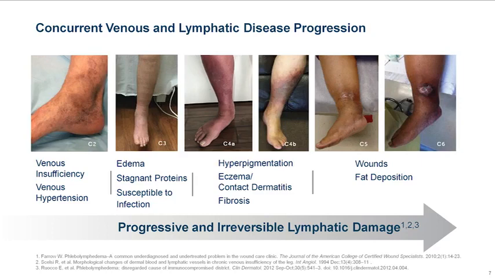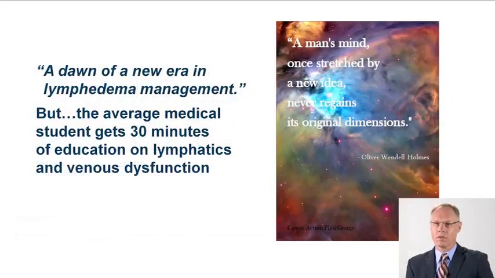Phlebolymphedema begins in the C3 status and has now been definitively demonstrated by near-infrared imaging to exist with lymphatic dysfunction in late stages of C3, C4, C5, and C6. This is representing a new dawn in the era of lymphedema management, and it's important to recognize that lymphedema is closely linked with advanced vascular venous disease. But the average medical student still only receives 30 minutes of education on lymphatics and venous dysfunction.